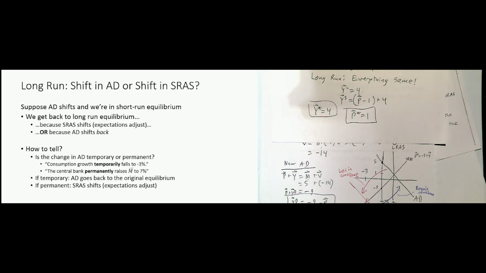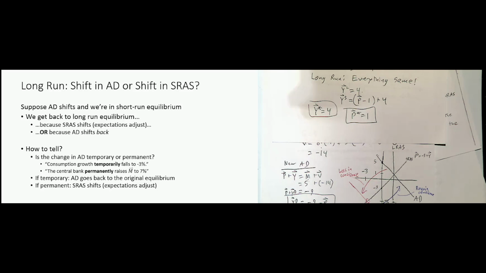So basically, if there's a shift in aggregate demand, and we're in a short-run equilibrium, now we have to move from the short run, right? The short run can't last forever by definition. We have to get back to long-run equilibrium. So how can that happen? Either because SRAS shifts, in other words, because expectations adjust, or because aggregate demand shifts back, right? And we saw both of these examples. So the first time we saw what happens when aggregate demand stays where it is because of a permanent change in the growth rate of the money supply. And what happened to short-run aggregate supply? It shifted because expectations adjusted.